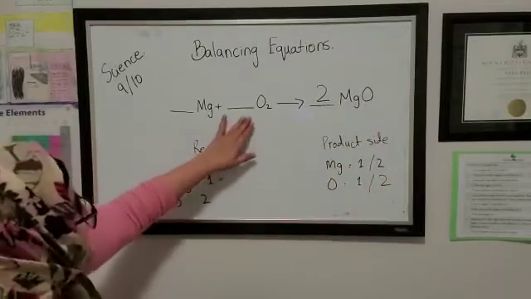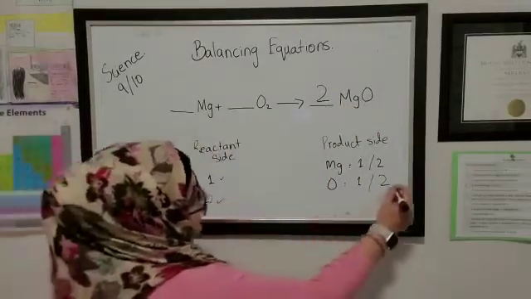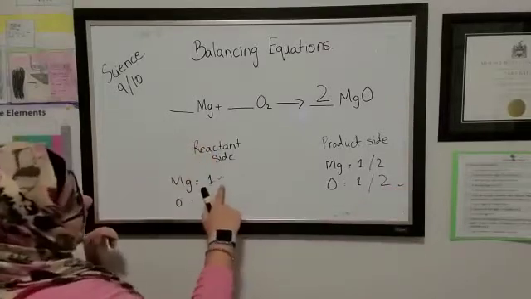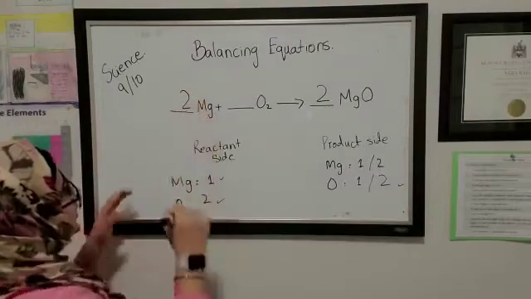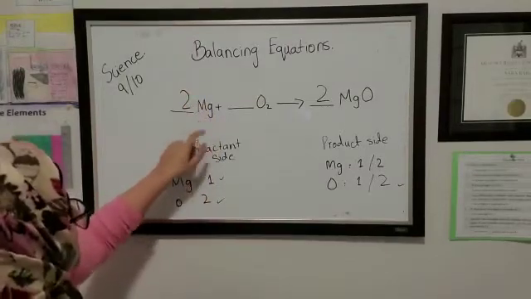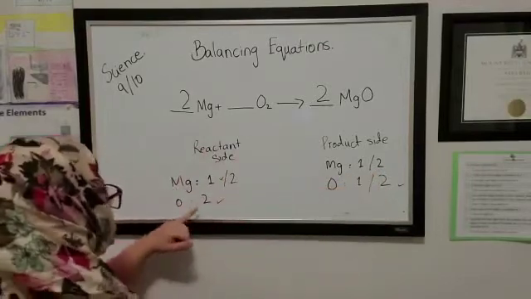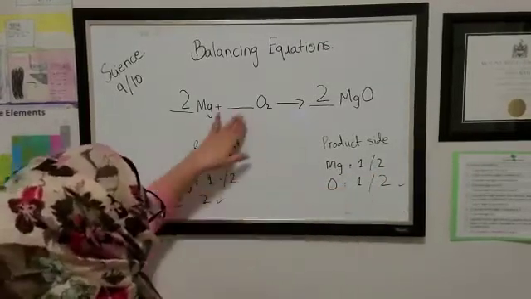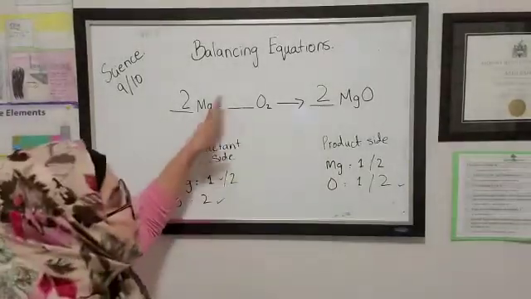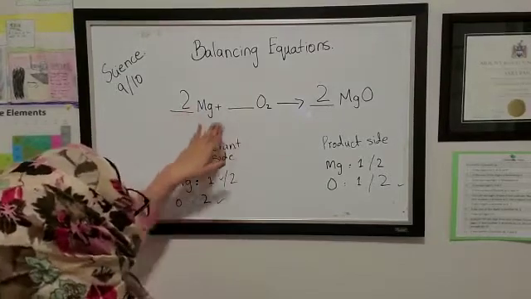Over here, how am I going to balance this side? So now my oxygen is balanced, but my magnesium is not. So how can I make this 1 into 2? If I just add 2 over here, now I have 2 molecules of magnesium on each side. So 2 and 2, and I have 2 atoms of oxygen. So I don't have to add anything over here now. I can just leave it as is. So now my equation is balanced.